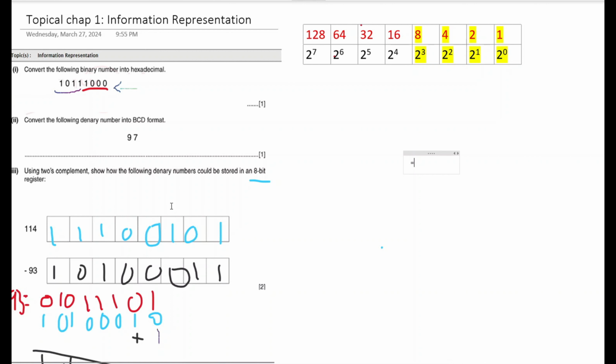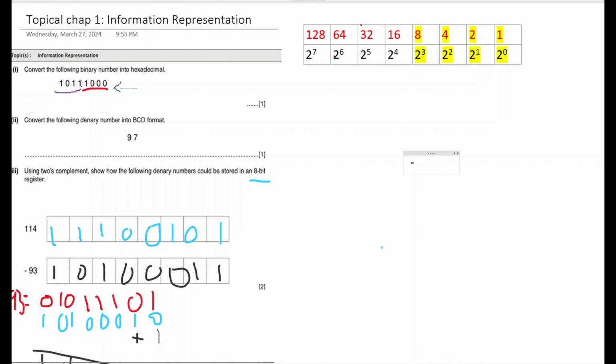The first question is that you have to convert a binary number into hexadecimal. You can see there are 8 bits for the binary number, and you have to convert them into hexadecimal. Remember the key: whenever you are asked to convert into hexadecimal, you have to make two groups. One group is for 4 bits, and the second group is also for 4 bits. You move from right to left to make the two groups.